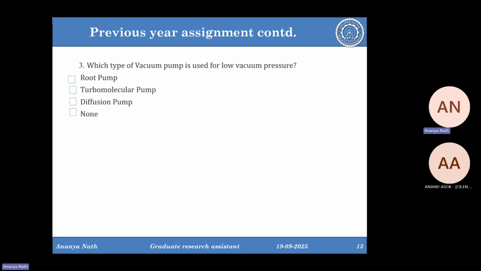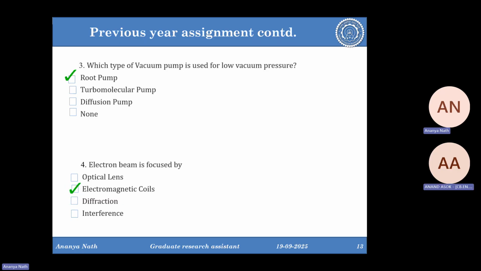Which type of vacuum pump is used for low vacuum? It's again the roots pump, but if you have the rotary pump option, then the rotary pump gives us the lowest vacuum. Electron beam is focused by electromagnetic coils. And laser beam is focused by optical lenses.